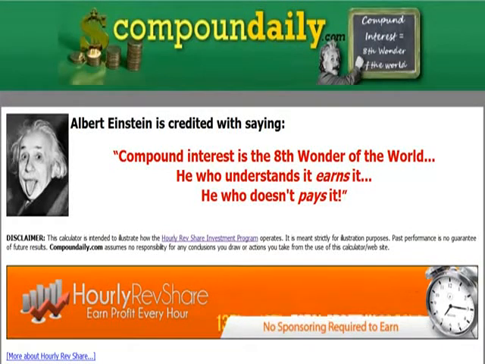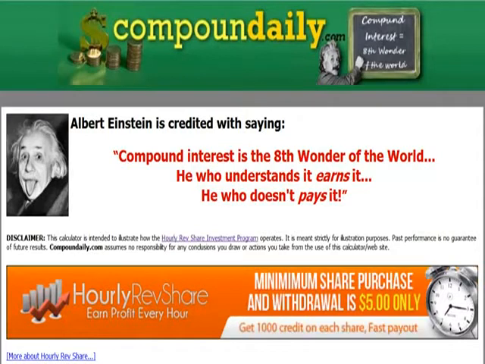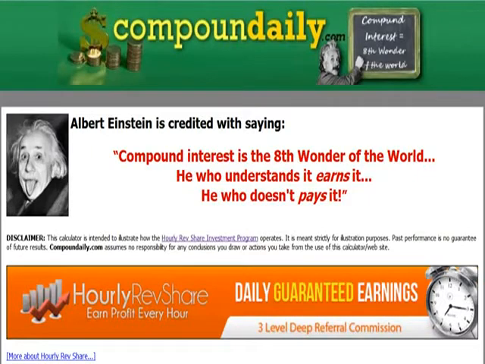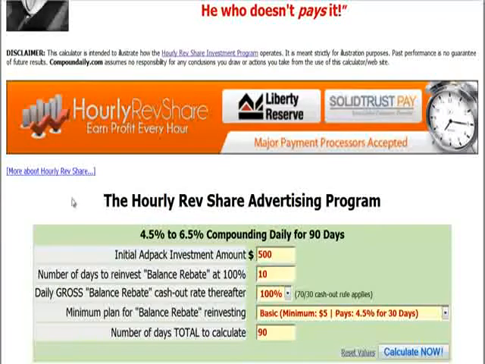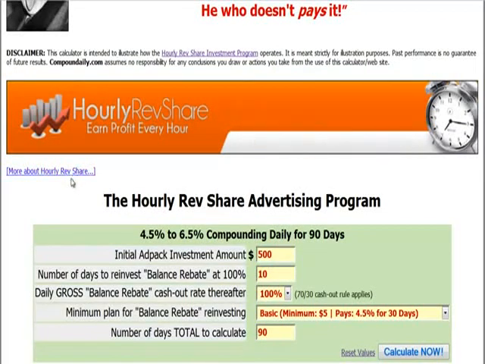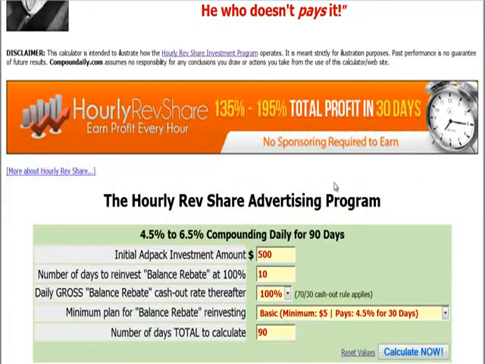Today we're going to go over the hourly rev share calculator and explain all the moving parts, everything that goes to make up this great hourly rev share program. Hourly rev share is a revenue sharing website where you can purchase advertising. You can read all about it here by clicking the more or less link.